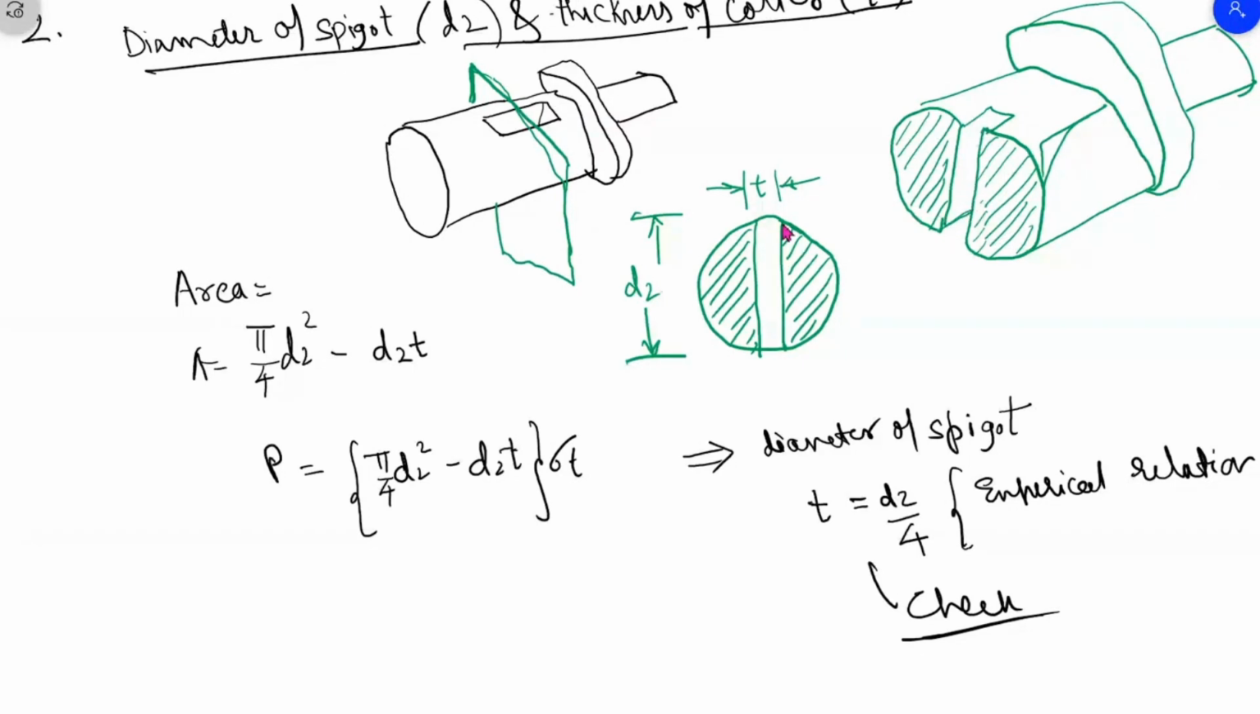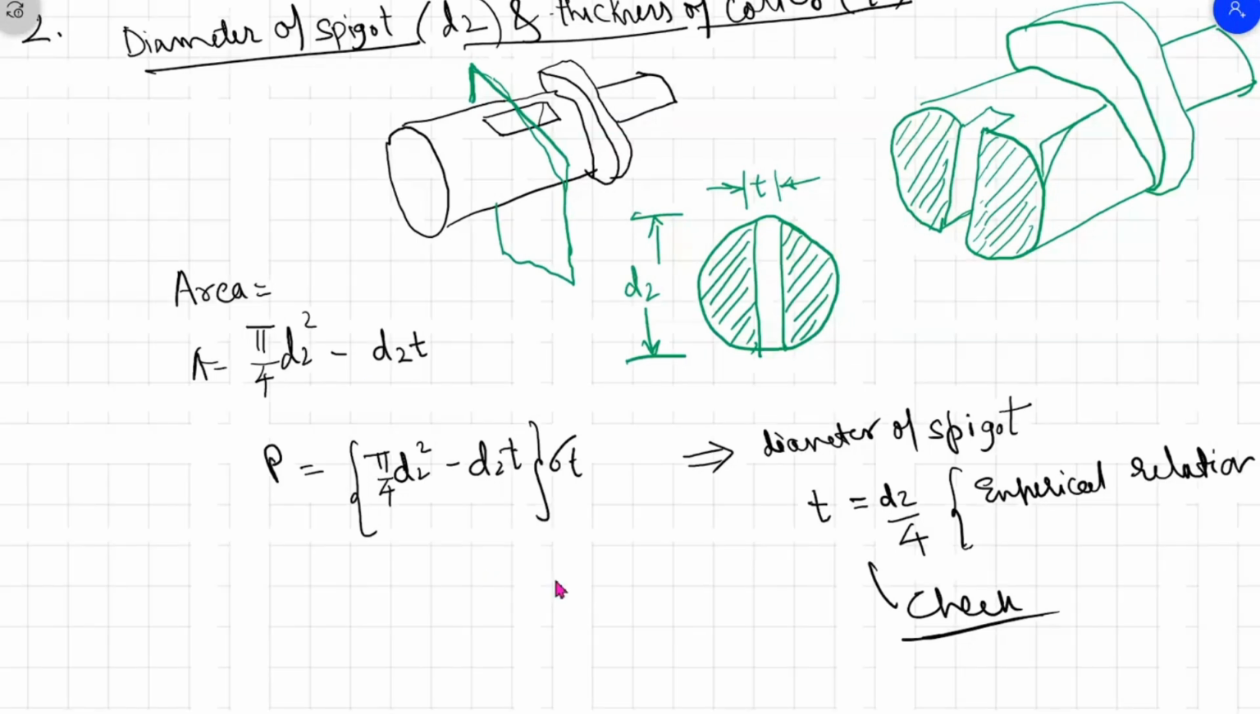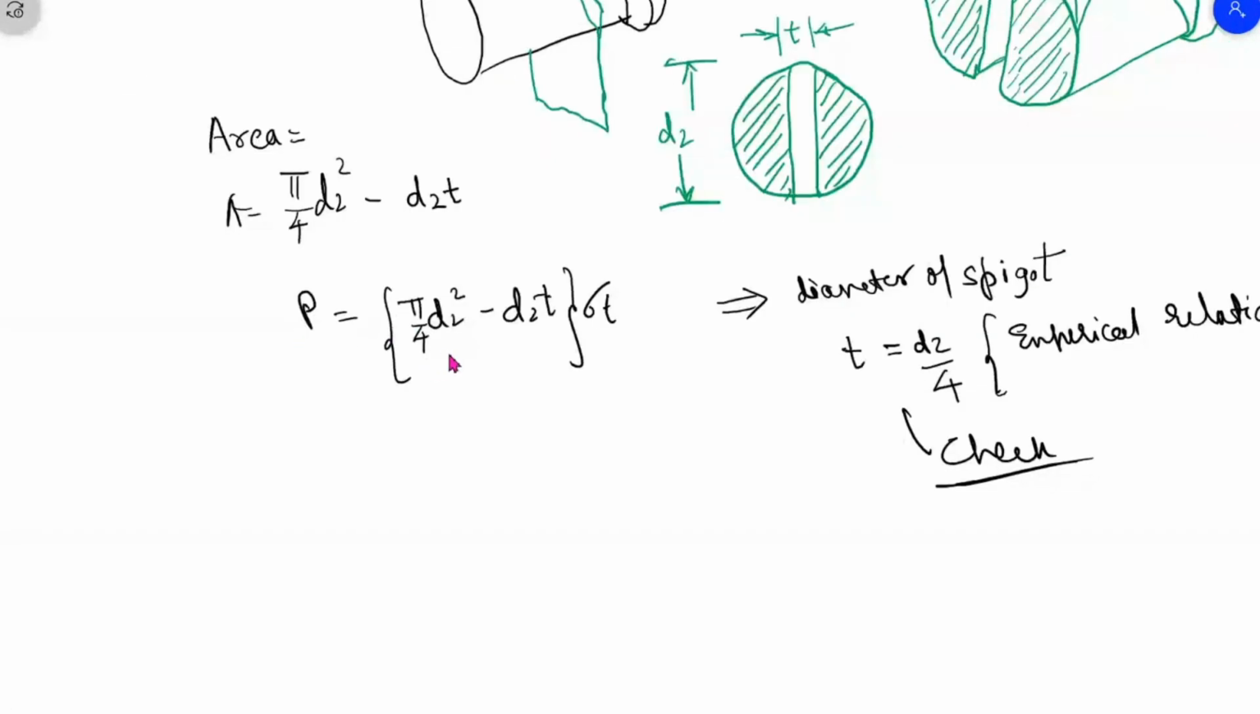When this fails, you get a shape like this circle, but the entire circle is not subject to failure. There is a slot in this which is not subject to failure. So what will be the area? Pi by 4 d2 square, the entire circle area, minus the area of the slot, that is d2 into t. So P is equal to pi by 4 d2 square minus d2 into t, that is the area, into sigma t. So no need to buy this formula. You have to remember this sketch and write this formula.